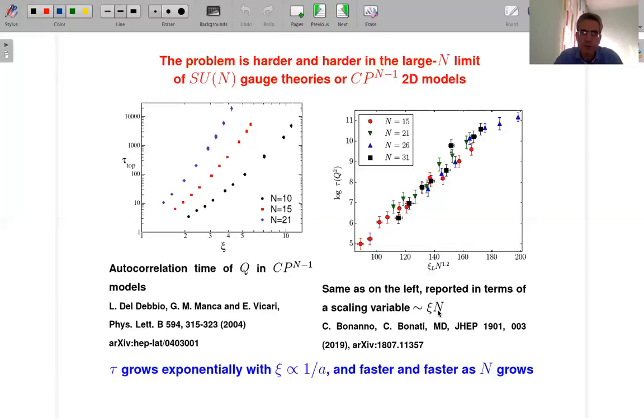This is a problem that we will discuss in more detail next week. I will discuss some algorithms which can alleviate this problem of topological freezing, which is one of the main problems in studying topology. But let me go back to the results for full QCD, unless you have some questions regarding this. Let me stop for a few seconds to see if you have any questions. Maybe I have one question.